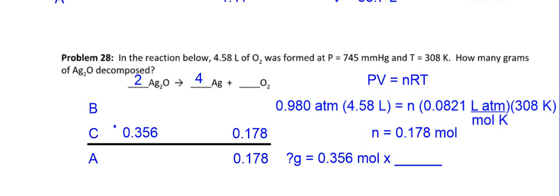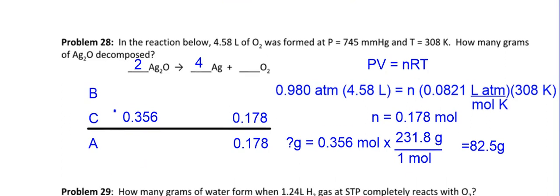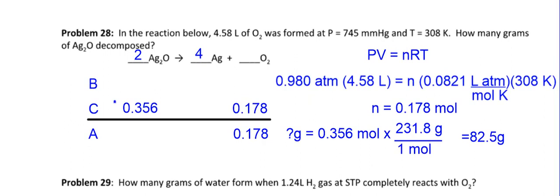All right, so hopefully you found the molar mass of the silver oxide. So I put 1 mole here, I put the molar mass of silver oxide there, and I end up with 82.5 grams. So it's going to take a lot of silver oxide to make 4.58 liters of oxygen, okay? So why don't you go ahead and try number 29 all by yourself. Pause this, work through it, see what you're given. Oh, you're given STP. That made your life a tad easier. And come back when you're done.